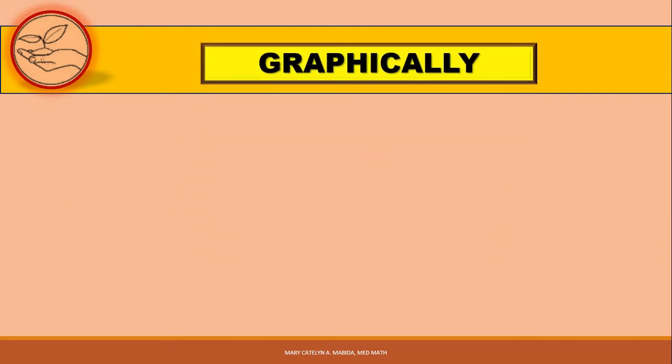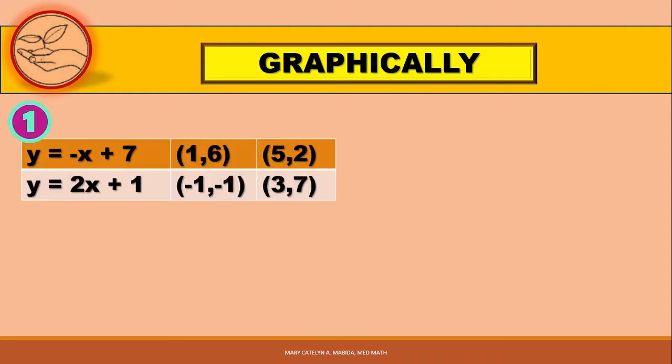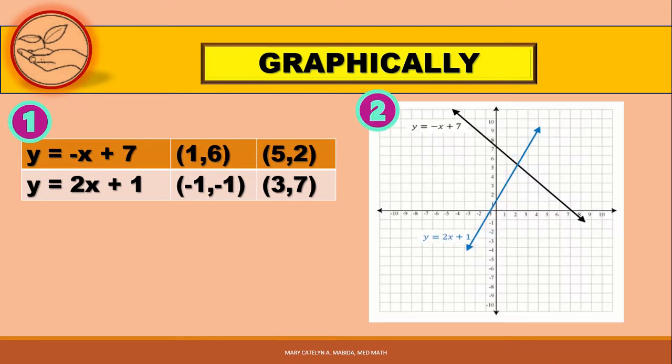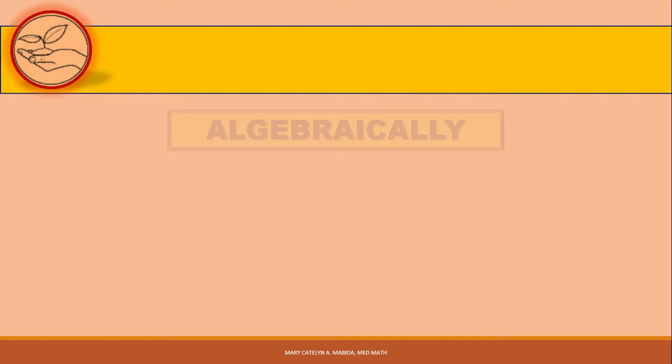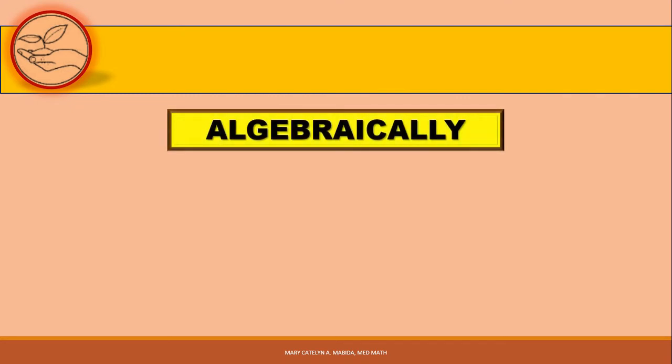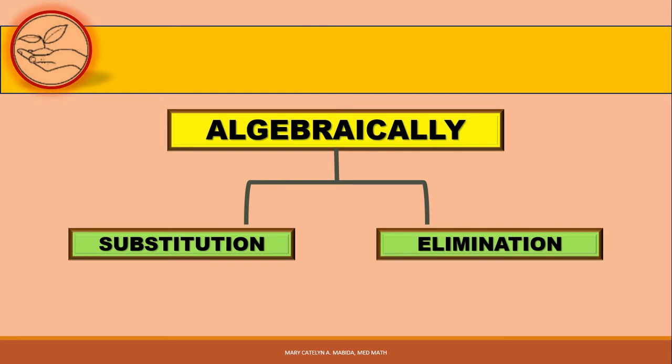Here are the steps in solving linear equations by graphing. Number 1, prepare a table of values of each equation. Number 2, plot the points on the rectangular coordinate system and determine the solution of the system by finding the points of intersection of the 2 lines. Solving a system of linear equations through algebra has 2 ways: substitution and elimination.